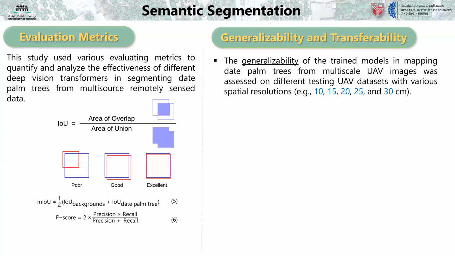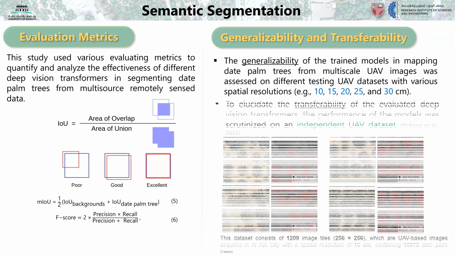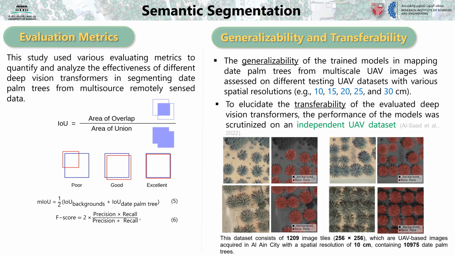The generalizability and transferability of these deep learning models were evaluated first on a multiscale UAV dataset, ranging from 10, 15, 20, and 30 centimeters, and also on a public dataset made public by the Mohammed Bin Rashid Space Center, which was acquired in Al Ain city. This dataset is available in XML format, an object detection format, but we have delineated the boundaries of date palm trees.